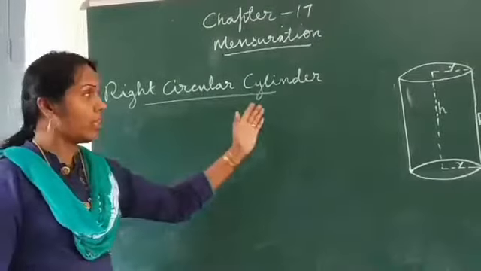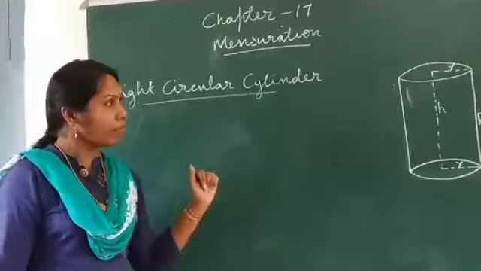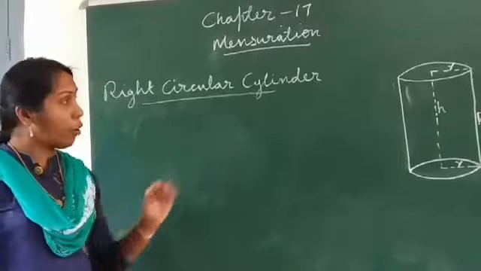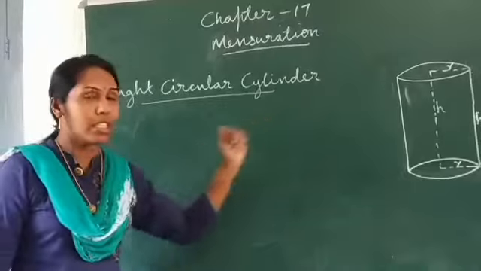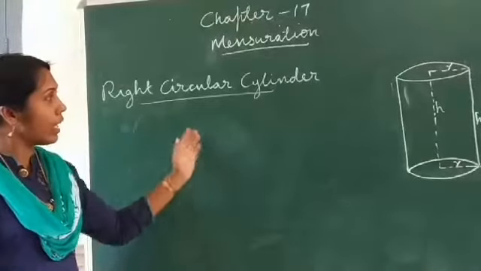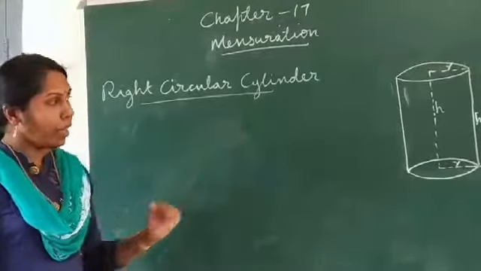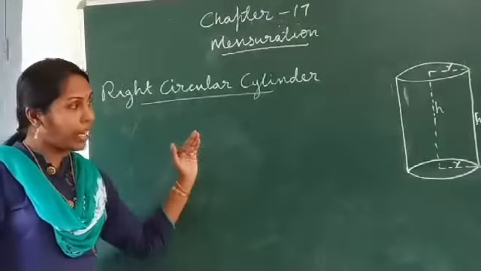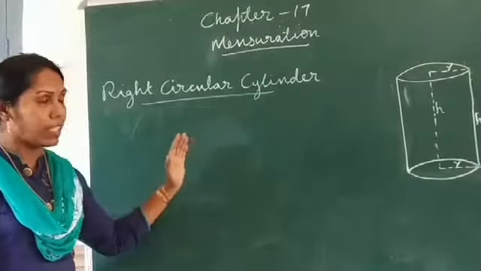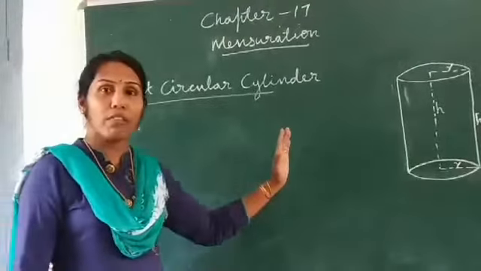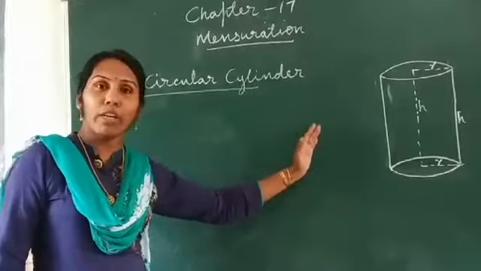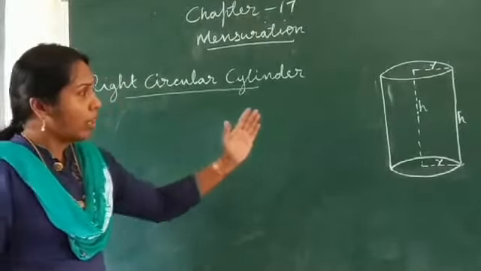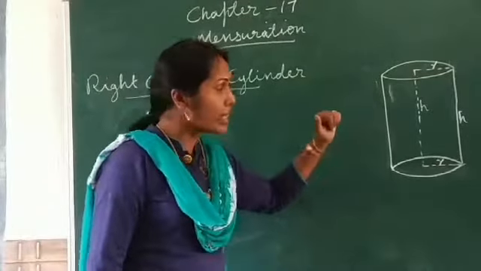right circular cylinder. A solid figure formed by revolving a rectangular sheet about any of its sides is known as a right circular cylinder. In a right circular cylinder, if we take the cross sections of the cylinder, each cross section will be a circle and all the cross sections will be congruent to each other. So there is a diagram of a right circular cylinder.